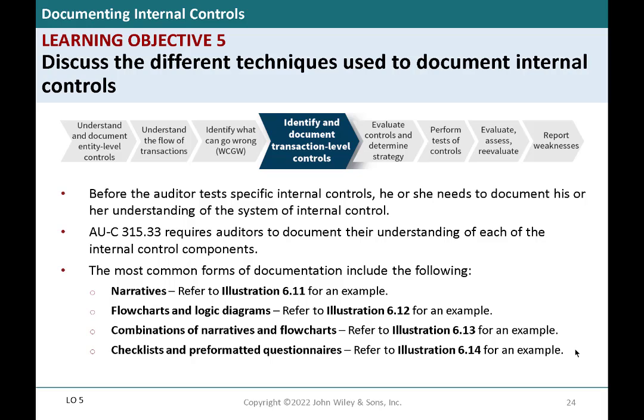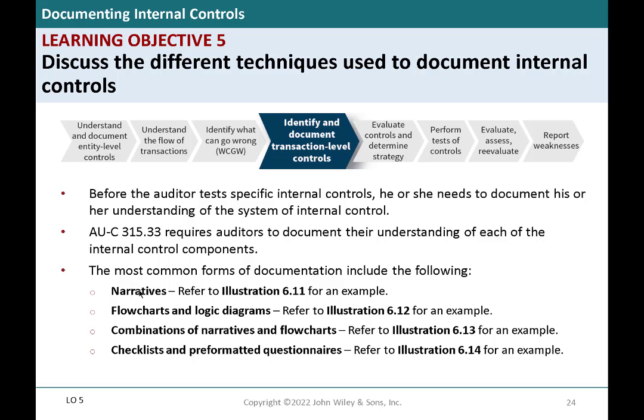Before we actually go out and perform the test of controls, we need to document all the different transaction level controls we identified during the risk assessment stage of the audit. So there's a number of different forms of documentation, or ways that auditors can document these transaction level controls. We're going to take a brief look at each of these.